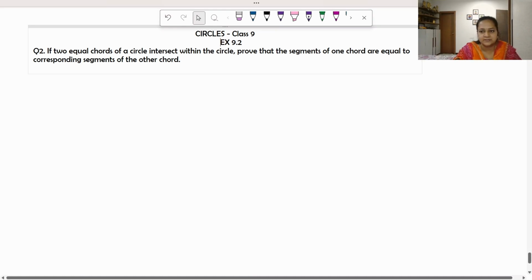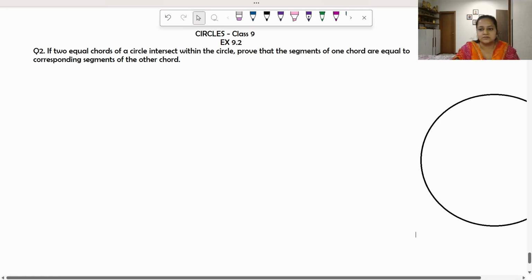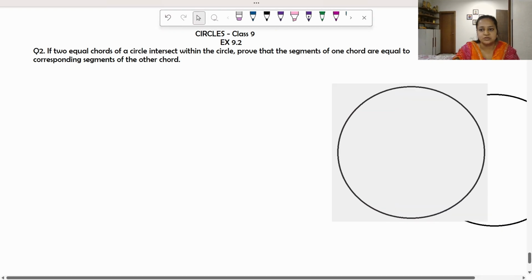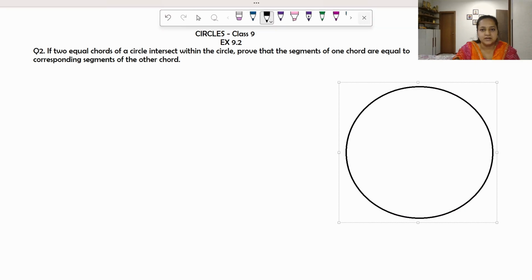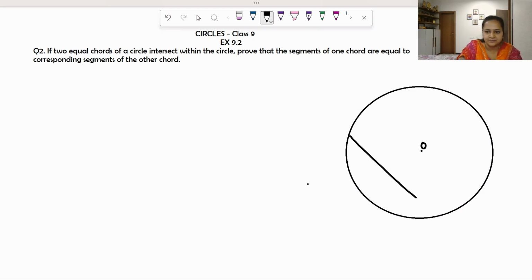Now what do we understand by that? Let's understand. Let us just understand what is given to us through the figure. We are given two equal chords. We have a circle over here. Let us consider the center of the circle and any two equal chords, say chord AB and chord CD, and they are intersecting within the circle.